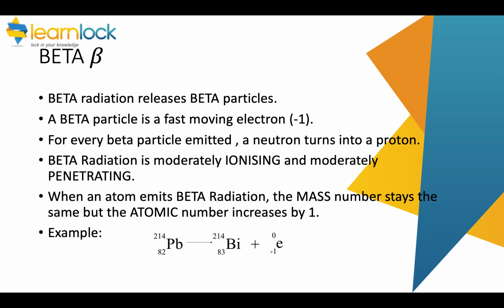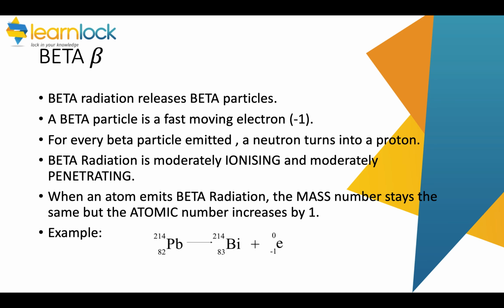Beta radiation releases beta particles. A beta particle is actually a fast-moving electron, so with a charge of negative. For every beta particle emitted, a neutron turns into a proton. Beta radiation is medium ionizing and moderately penetrating.